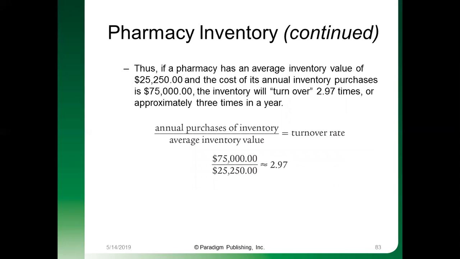So thus, if the pharmacy has an average inventory value of 25,250 and the cost of its annual inventory purchase is 75,000, the inventory will turn over 2.97 times, or approximately 3 times in a year. So the annual purchase of inventory divided by the average inventory value will give you the turnover. So dividing these two gives you 2.97, which is roughly 3 times in a year.